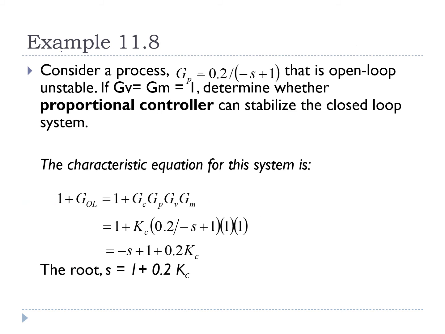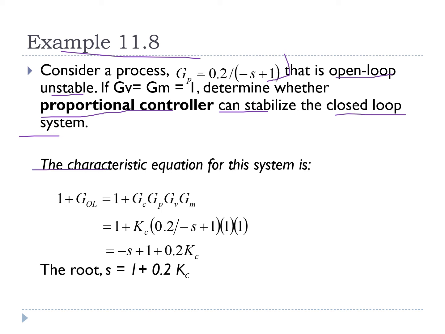Okay, let's take a look at this example. Consider a process with GP equal to this equation that is open loop unstable. If GV equal to GM, which is equal to 1, determine whether the proportional controller can stabilize the closed loop system.